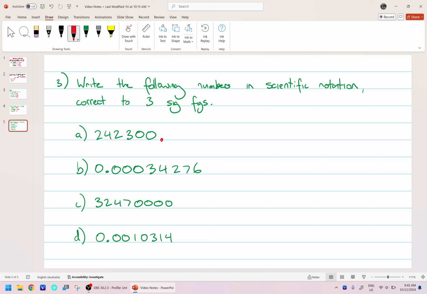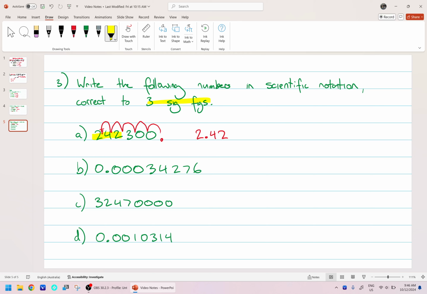So what we're going to do, we're going to move this across. So 1, 2, 3, 4, 5. So I'm going to be moving my decimal point 5 places to the left. So when I write this in scientific notation, I'm going to write 2.42. Now I'm only going to stop there because going back to, I also want to do 3 significant figures.